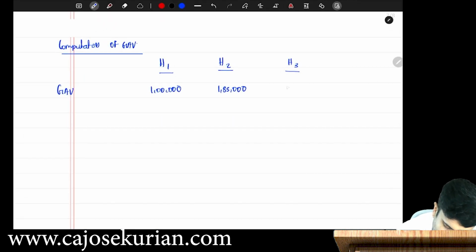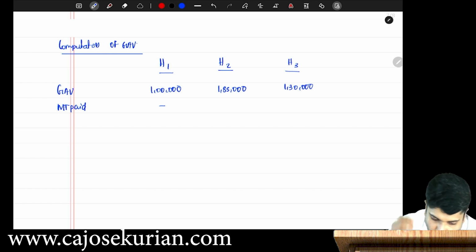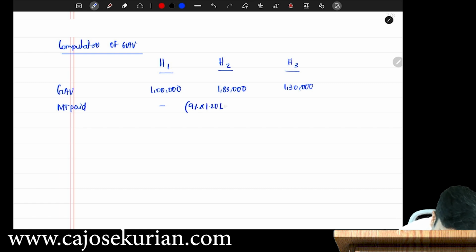Now we will consider municipal taxes paid. For house 1, there is nothing paid. For house 2, 9% only they are saying. 9% of what? Municipal value. So 9% of 1,20,000. How much is the sum? 10,800. Then third case, 1,20,000 into 10%. That will be 12,000.